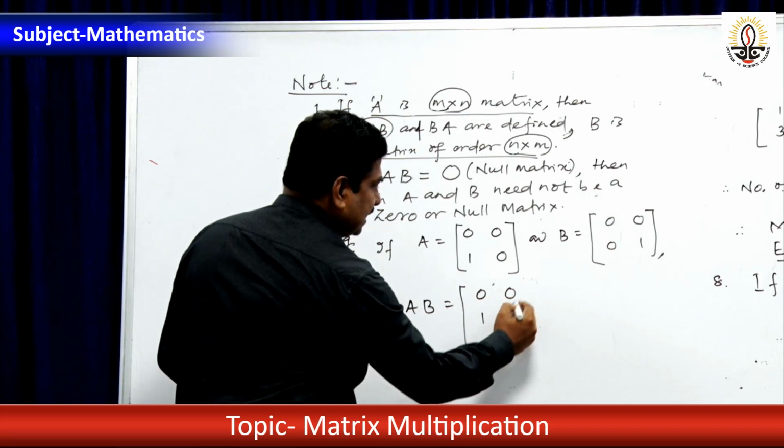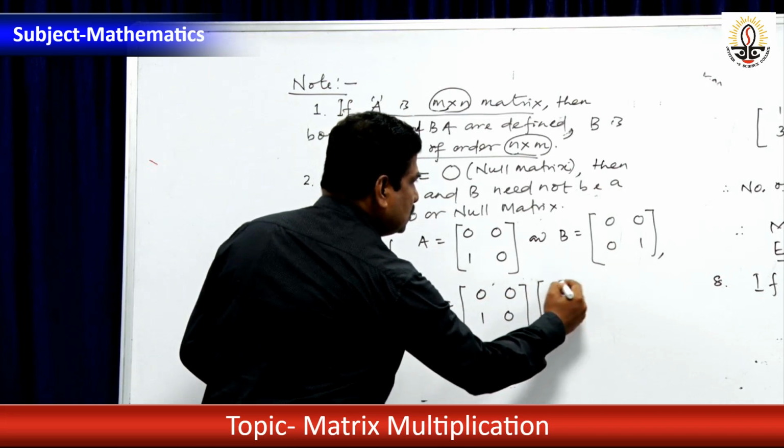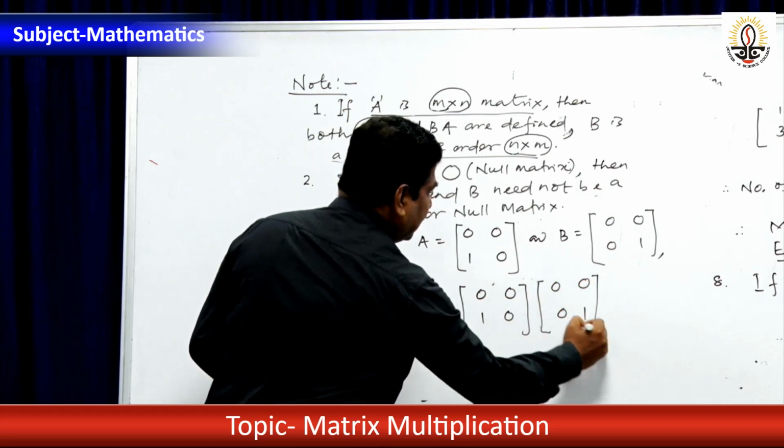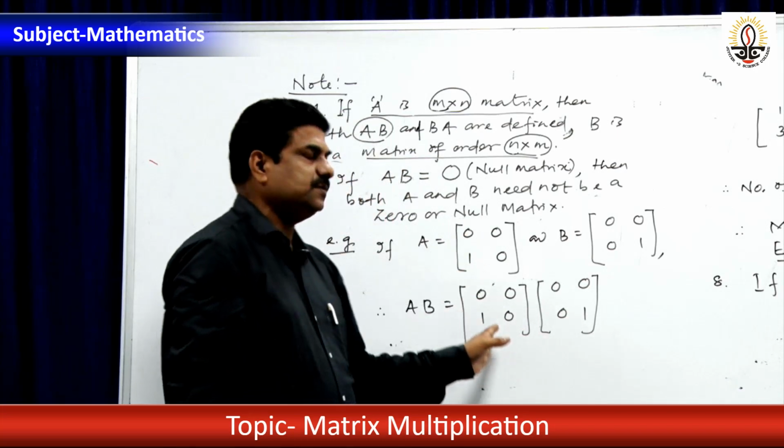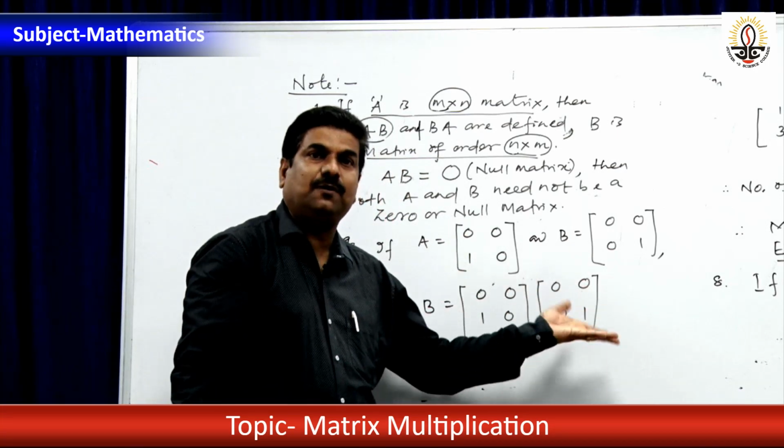Here you see the product of A and B, [0 0; 1 0] into [0 0; 0 1]. The number of columns of the first matrix is equal to the number of rows of the second matrix.